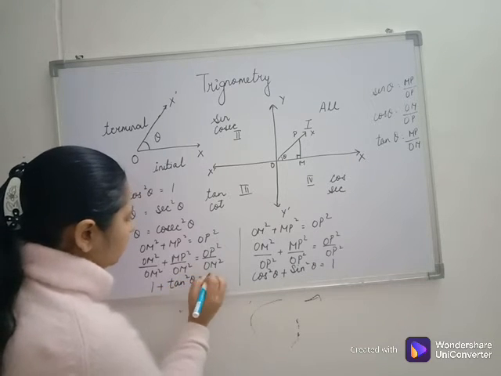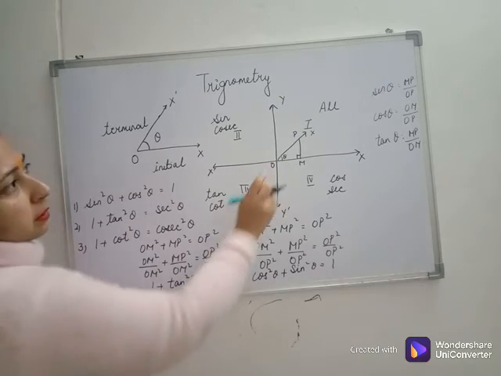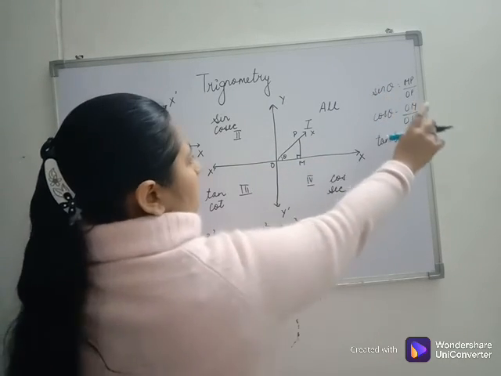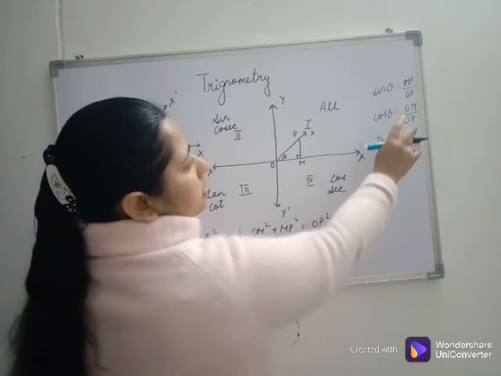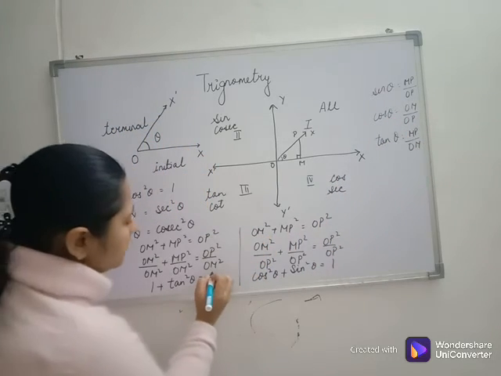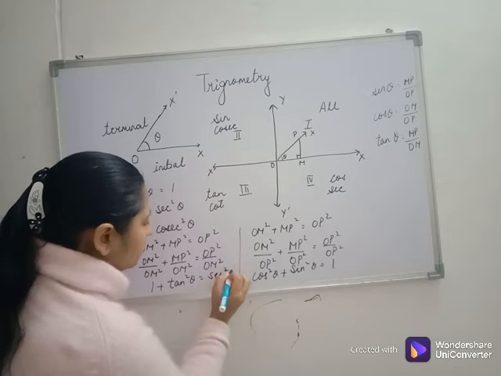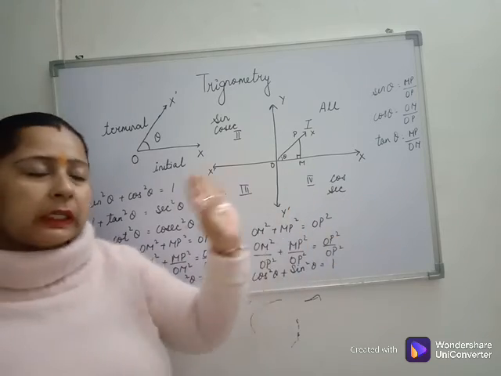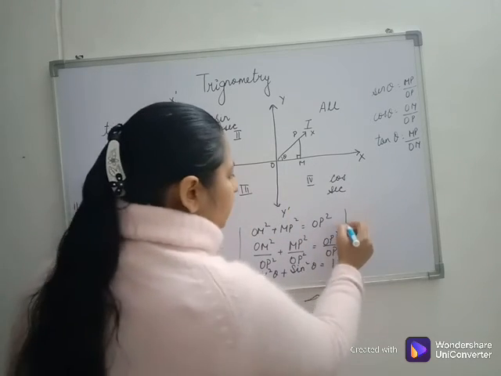MP by OM, that is your tangent theta. Tangent square theta, and OP by OM is your secant theta. Fine. So your second identity is also proved. From here you can derive your third identity, that is very simple over here.